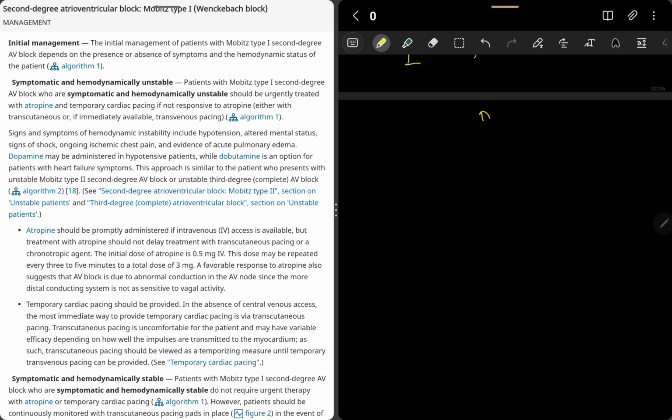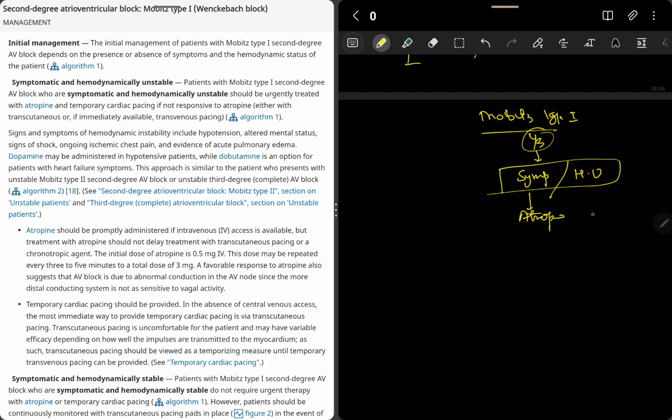So, do we need to treat Mobitz type 1 block? Yes, but only in two conditions: if the patient is symptomatic or hemodynamically unstable, then you have to give atropine. You can give 1 mg every 3 to 5 minutes, total dose of 3 mg. But if that doesn't improve, then you require transcutaneous pacing. You can also use transvenous pacing.